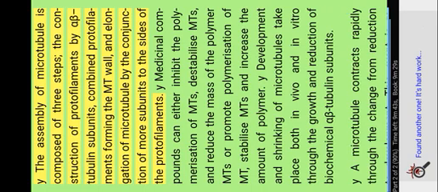The assembly of microtubules is composed of three steps: the construction of protofilaments by αβ-tubulin subunits, the combining of protofilaments to form the microtubule wall, and the elongation of the microtubule by the addition of more subunits to the sides of the protofilaments. Medicinal compounds can either inhibit the polymerization of microtubules, destabilize them, and reduce the mass of polymer, or promote polymerization, stabilize microtubules, and increase the amount of polymer.